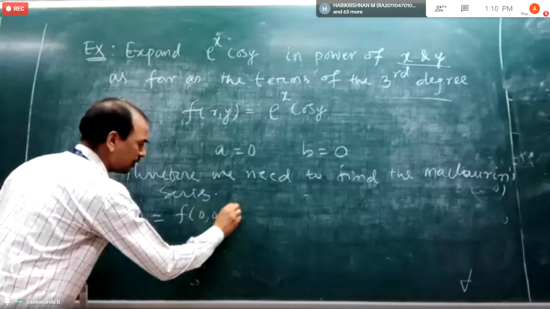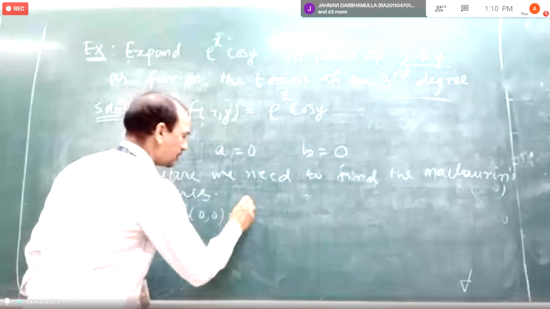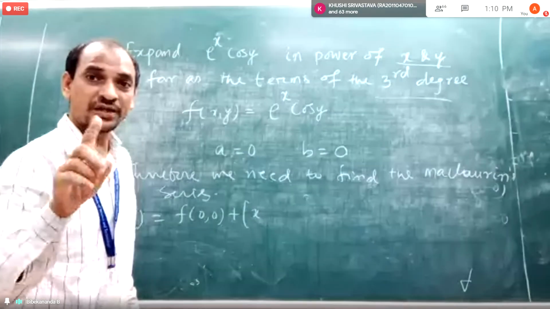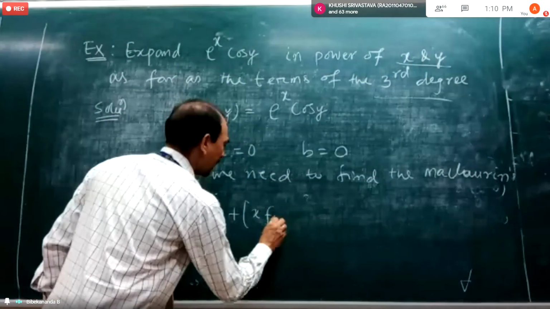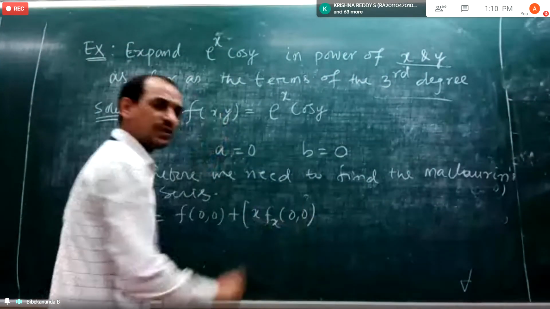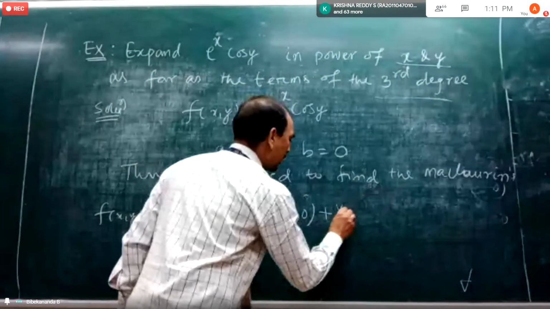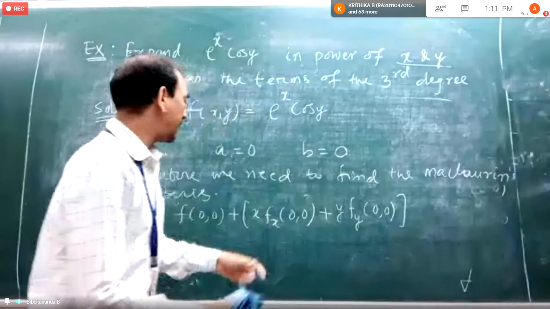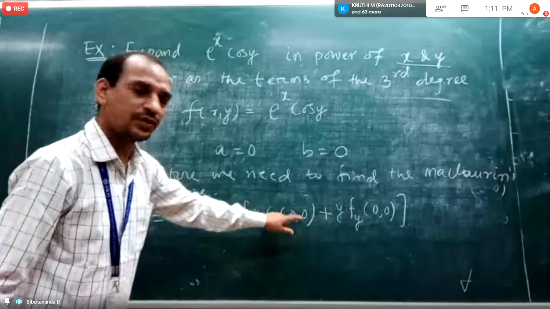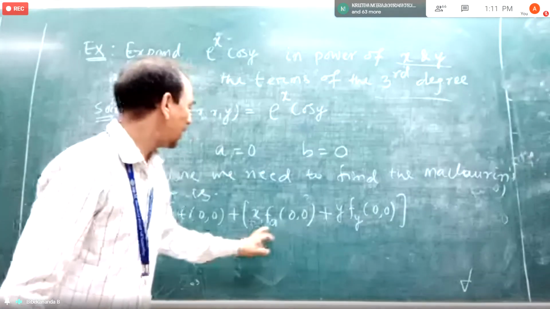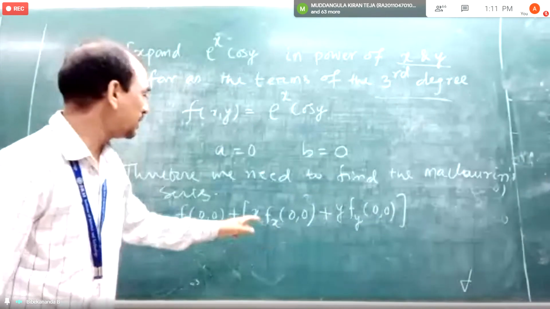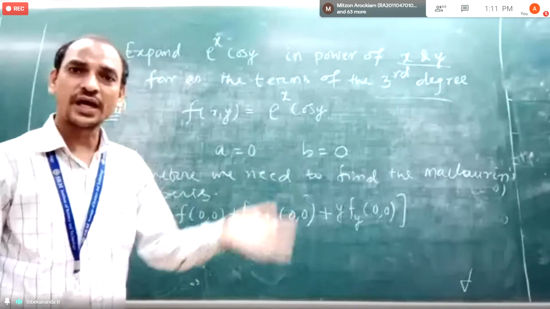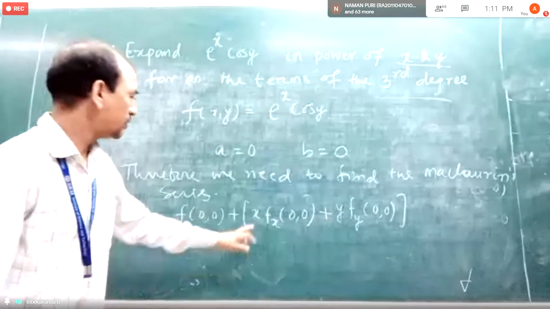f of 0 comma 0 plus 1 by 1 factorial, x minus 0, x minus 0 is x. So this will be x f_x of 0 comma 0 plus y f_y of 0 comma 0. When the points are non-zero, here we write x minus a, y minus b, f_x at a b, f_y at a b. But it is 0, so x minus 0 means x, y minus 0 means y. So no need to write x minus 0, y minus 0. That's why I am writing this one.